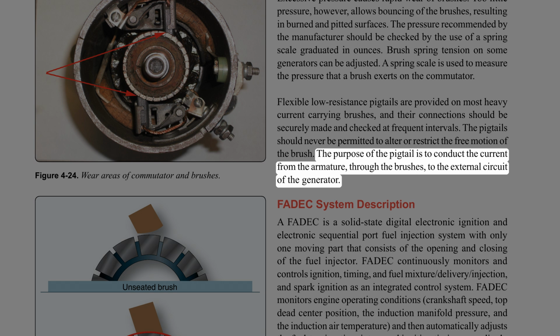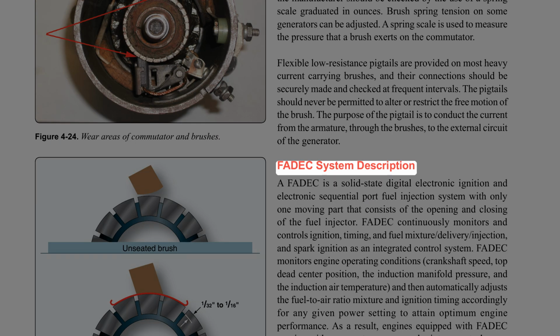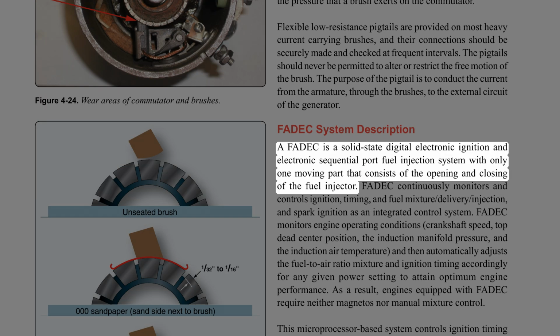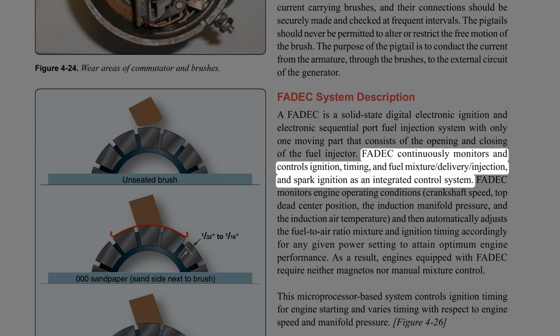FADEC system description. A FADEC is a solid-state digital electronic ignition and electronic sequential port fuel injection system with only one moving part that consists of the opening and closing of the fuel injector. FADEC continuously monitors and controls ignition, timing, and fuel mixture, delivery, injection, and spark ignition as an integrated control system.